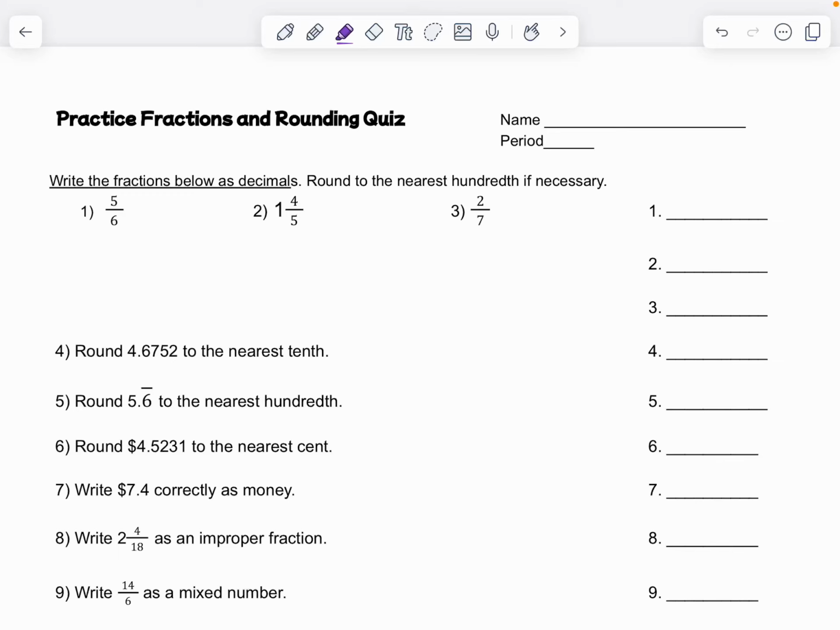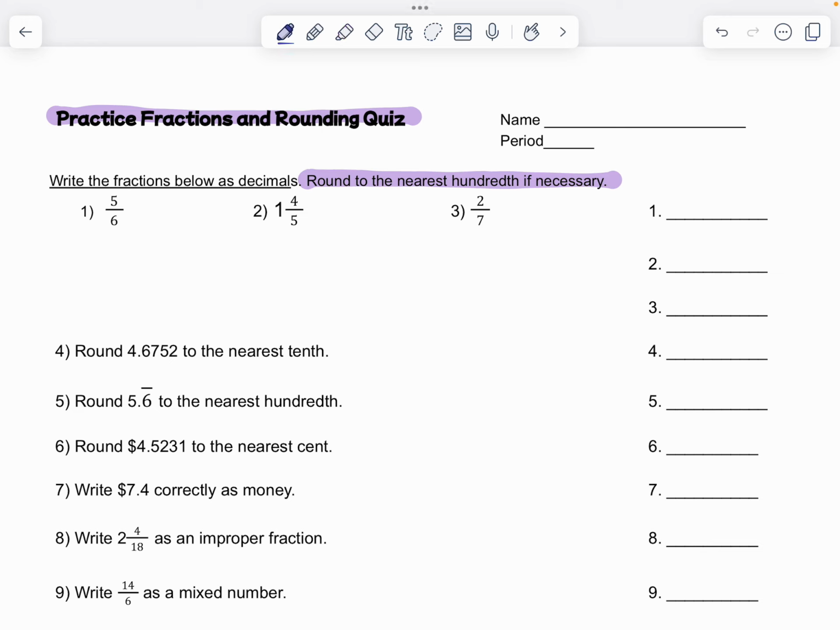Hello, we are going to go over our practice quiz before quiz day. All right. First directions, you guys are actually missing these. I added this to make it easier. We're going to round to the nearest hundredth if necessary. So right now, add that onto your paper before we get started.